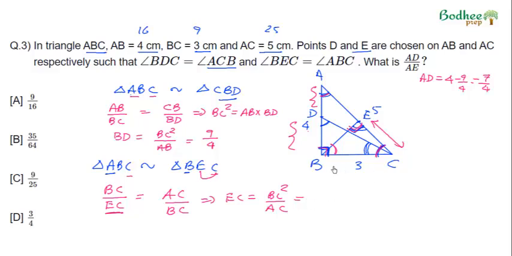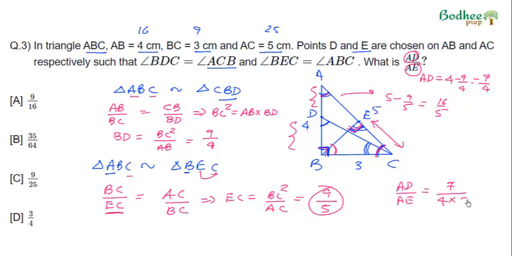Now BC is how much? 3. So again it will be 9, and AC is how much? 5. This is 9 by 5. So clearly this length would be what? 5 minus 9 by 5. So 25 minus 9 by 5 is 16 by 5. So we have identified AE, and we have also identified AD. So clearly AD over AE, the value would be 7 divided by 4 into, here it would be 16, and we have to multiply 5 here. So it will be 35 divided by 64, which is option number B.